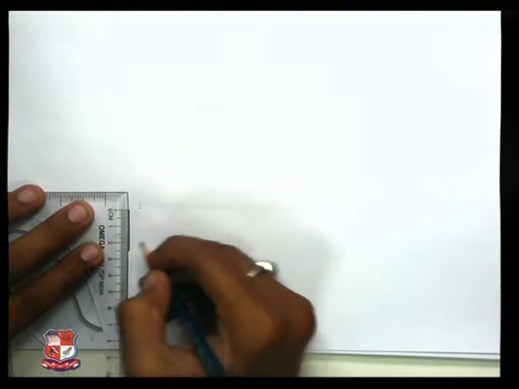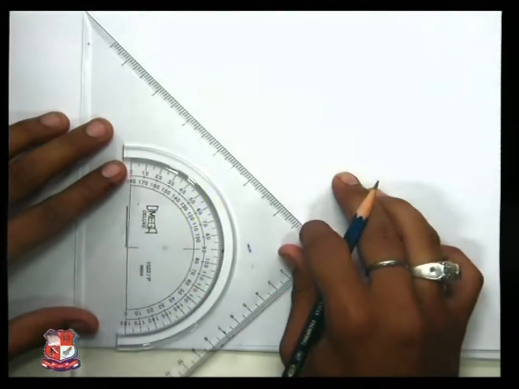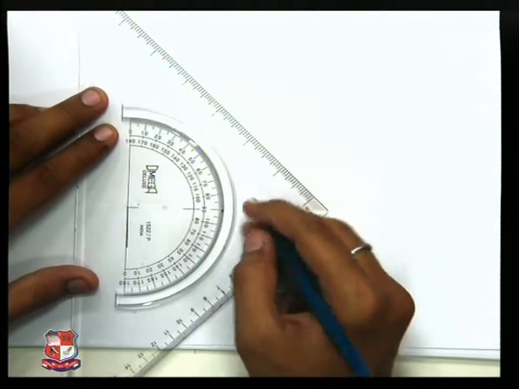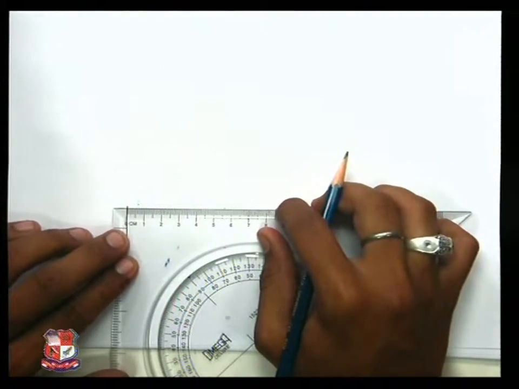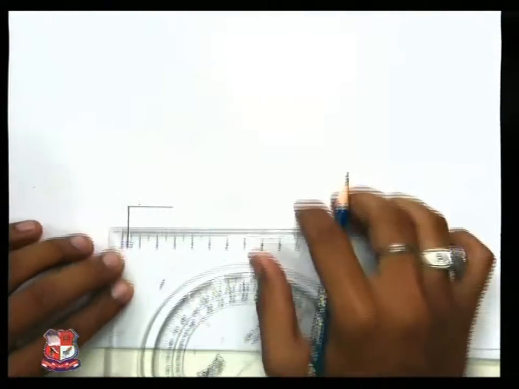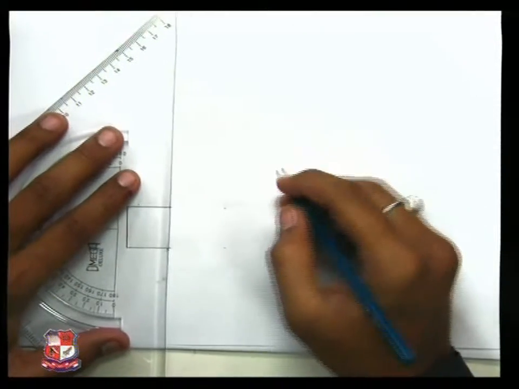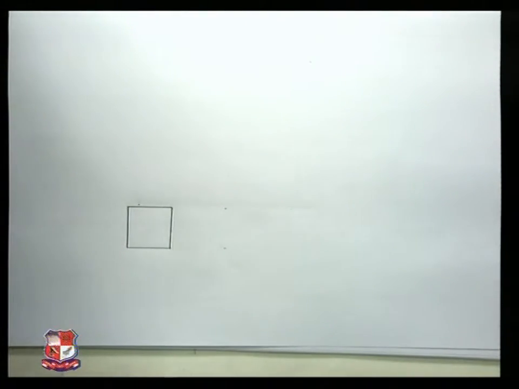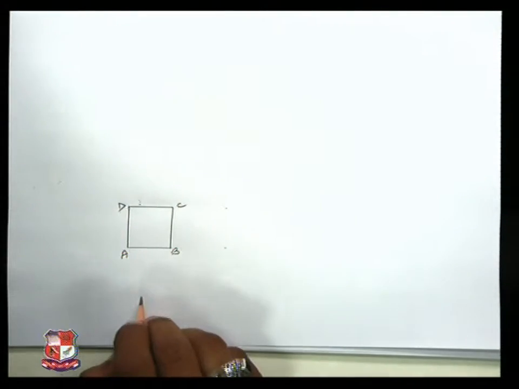Square of 25 mm side. We have drawn the square. First of all, let's name this as A, B, C and D.